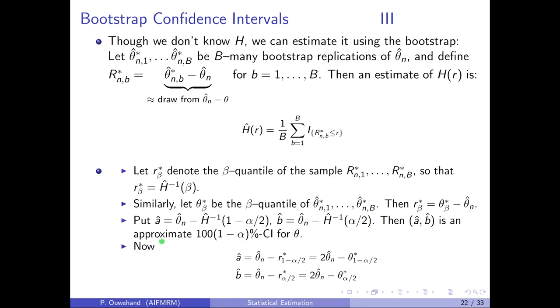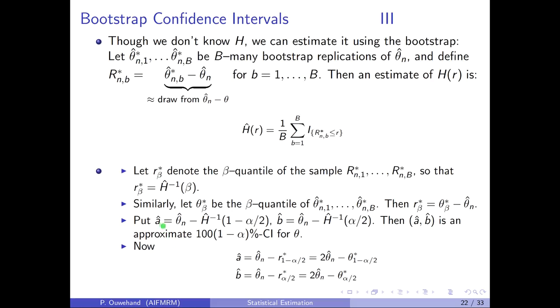Now, let a hat be equal to hat theta n minus the quantile h hat inverse evaluated at 1 minus alpha over 2, and define b hat similarly. Then a hat and b hat are an approximate 100(1 minus alpha)% confidence interval for theta. So a hat is an approximation of a, b hat is an approximation of b, and a hat b hat is an approximation of the confidence interval ab.